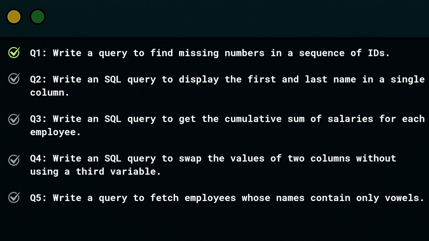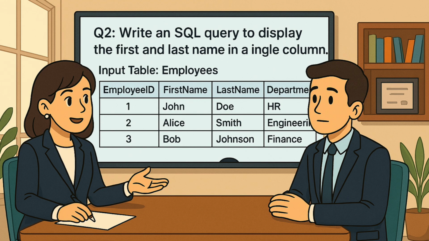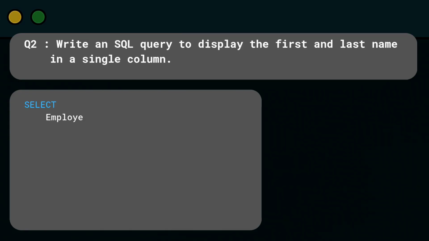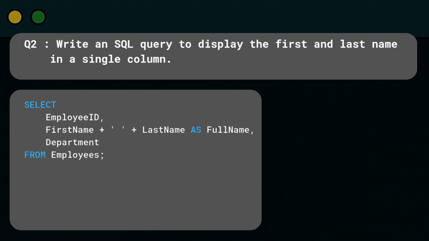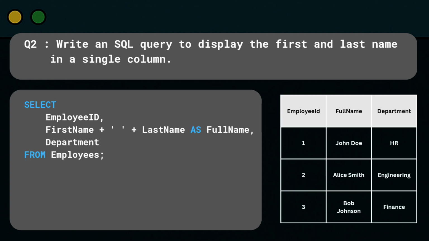Question number 1 is done. Let's solve the second one. We have to merge first name and last name and show them as a full name in a single column. This is the easy one. We just need to use string concatenation. Here we take first name, then a space, and then the last name. We will alias this as full name. That's it. Done.